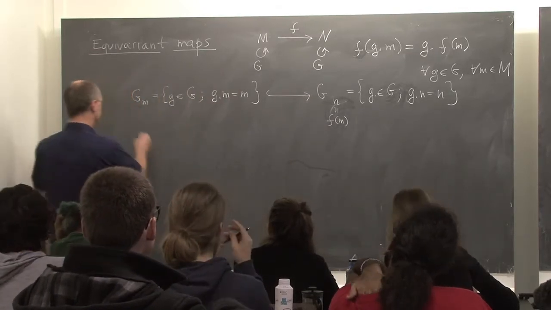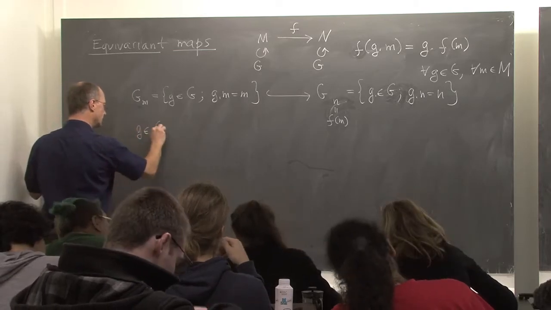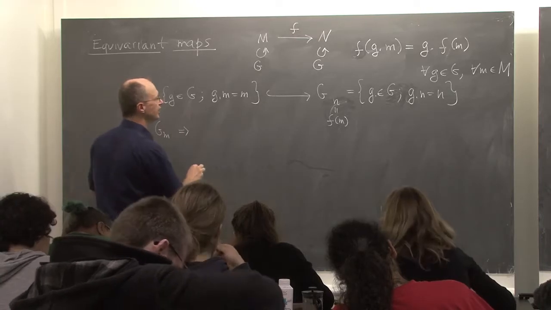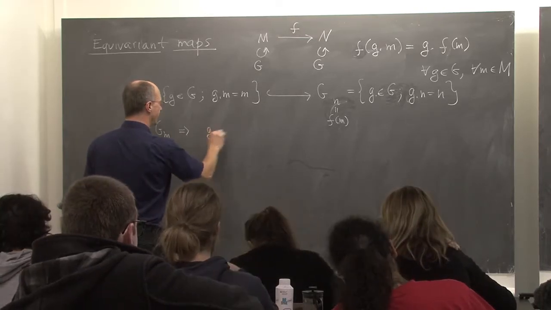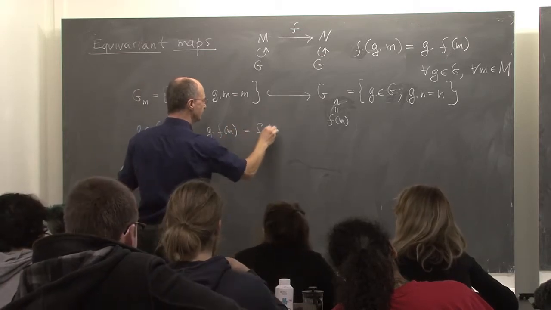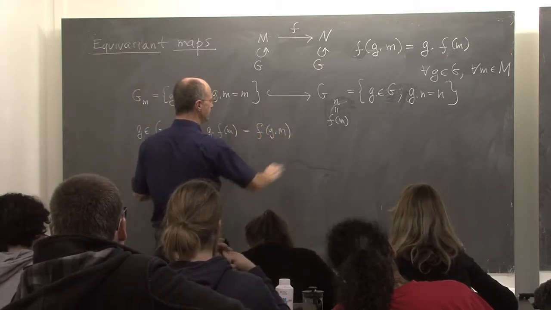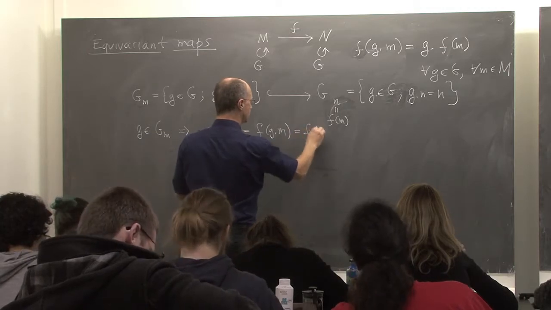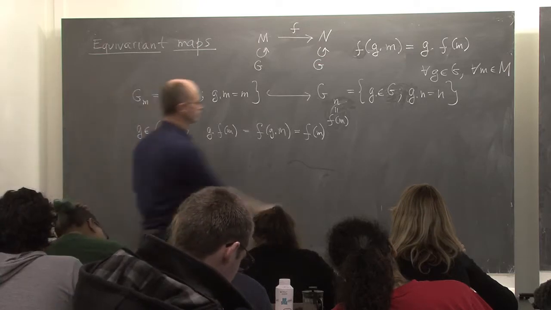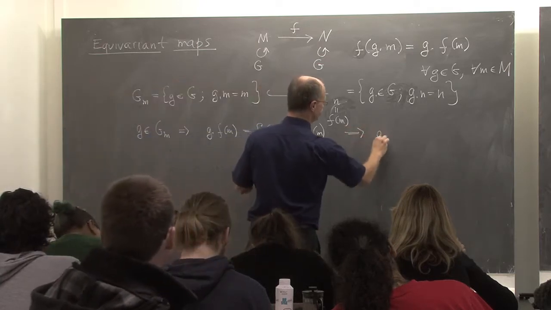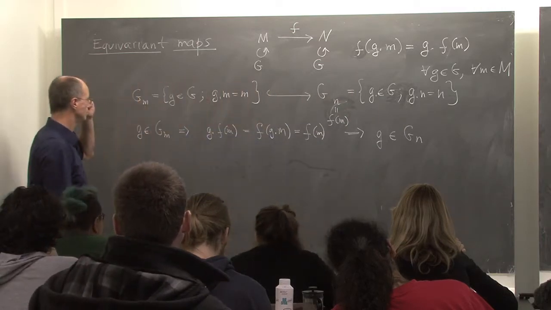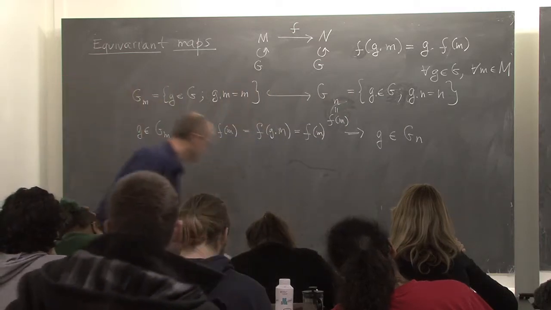And that's because if G is in Gm, so we have G acting on f of m. So this is f of G acting on m. And this is f of m. So which means G is in Gn.